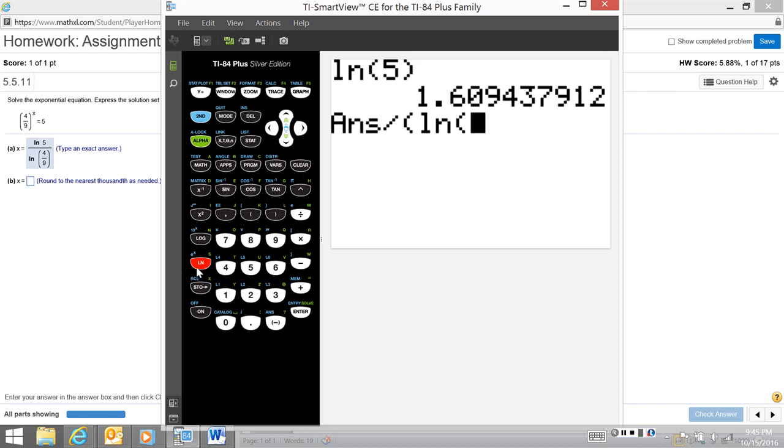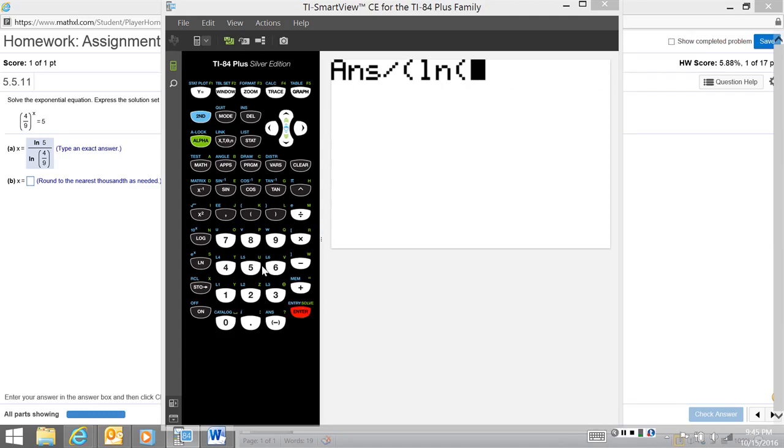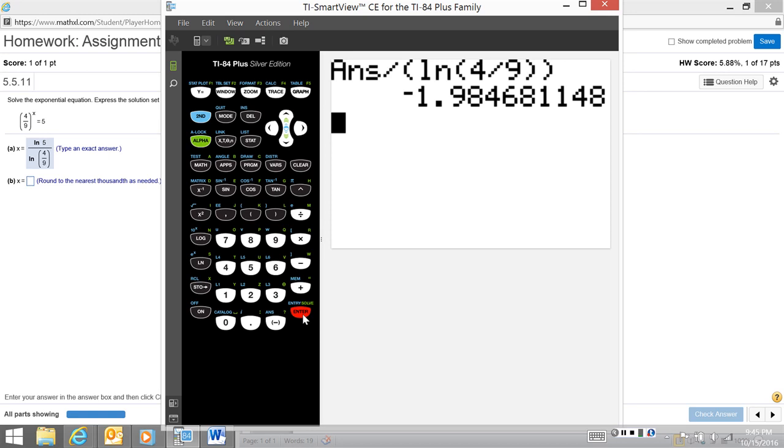I made a mistake. I did this earlier and I don't know what I did to it. Hold on a second. Okay, I still really don't know what I did wrong, but I managed to fix it. 4/9. Oh, let's go back and put in the 9. And then end parentheses, and I've got my answer there. So about -1.9, and we have to round to the nearest thousandths.